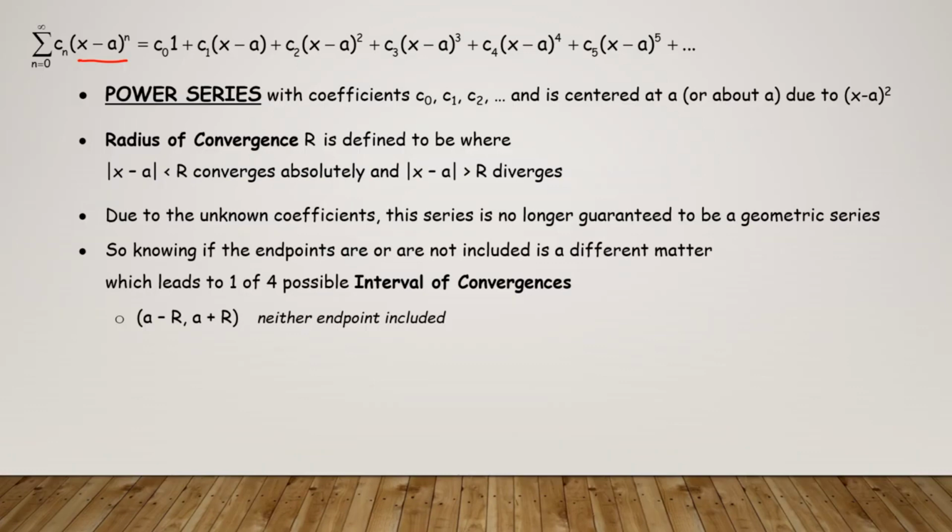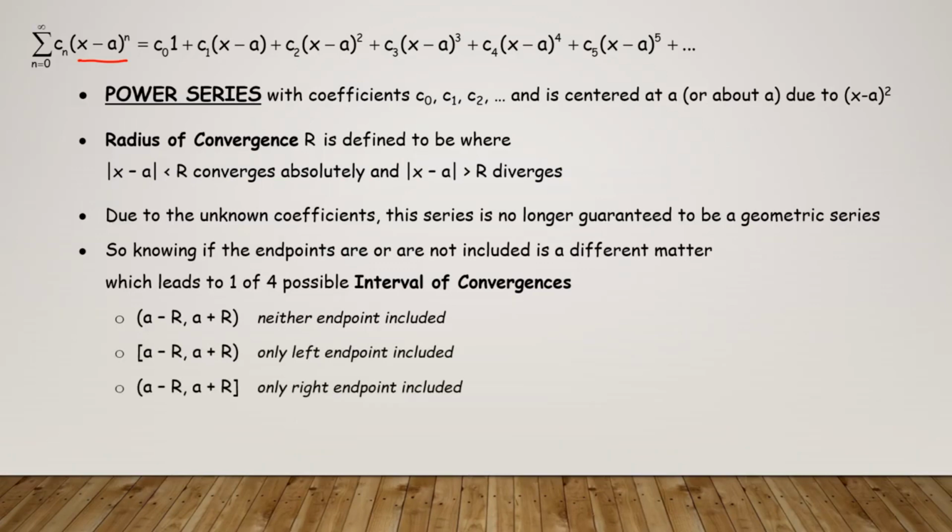Does the interval of convergence contain neither the left nor right endpoint? Maybe it only contains the left. Maybe it only contains the right. Maybe it contains both endpoints. This is what we need to determine.